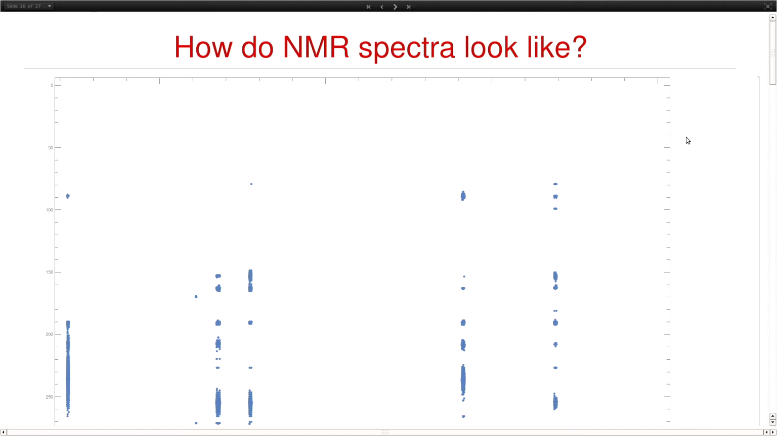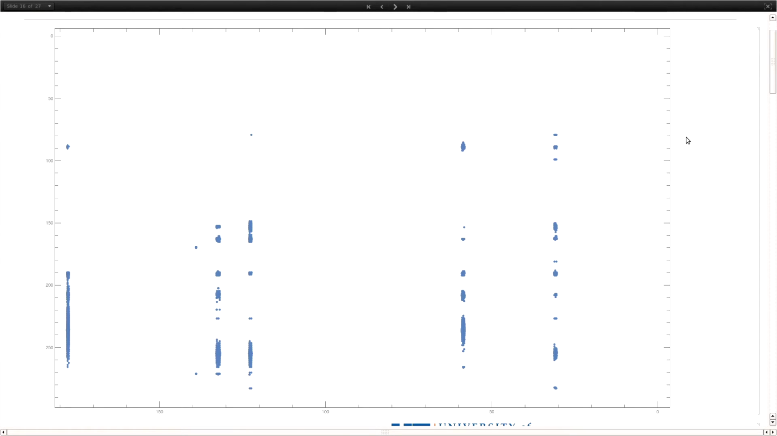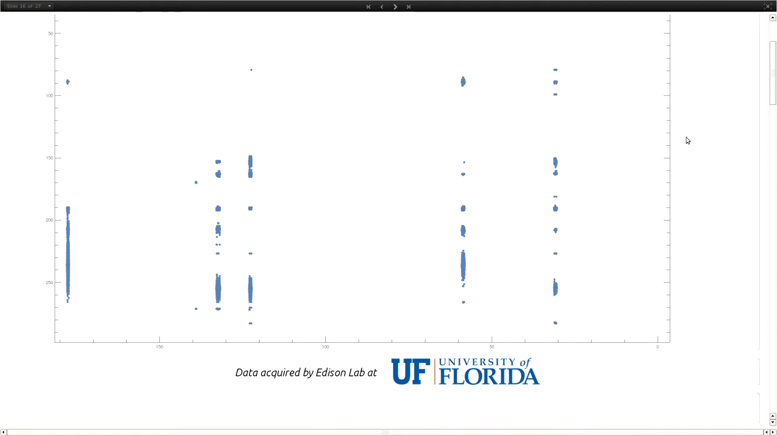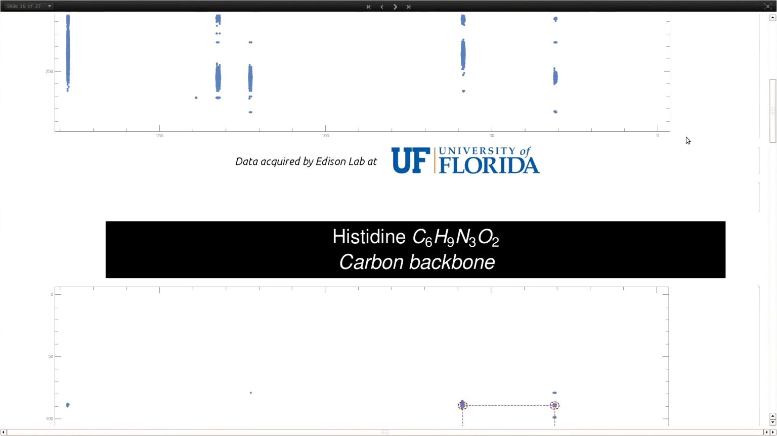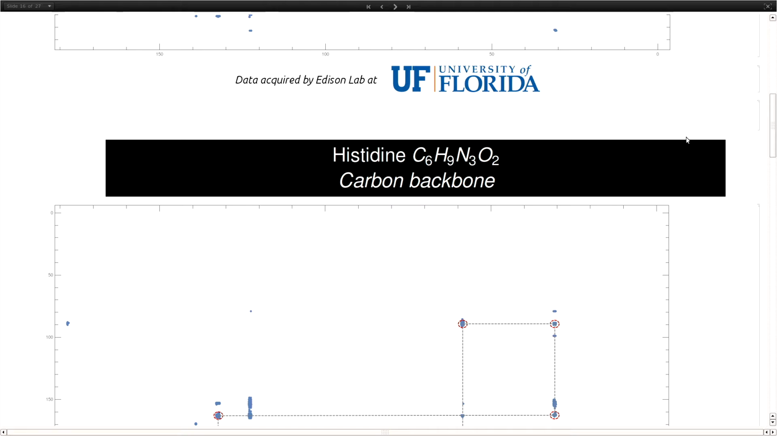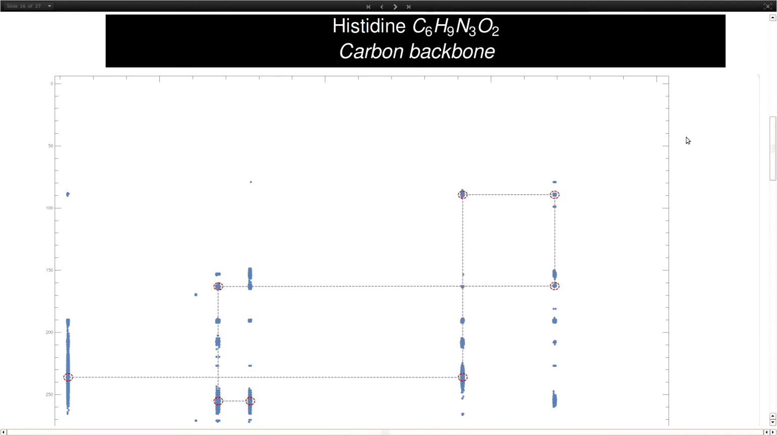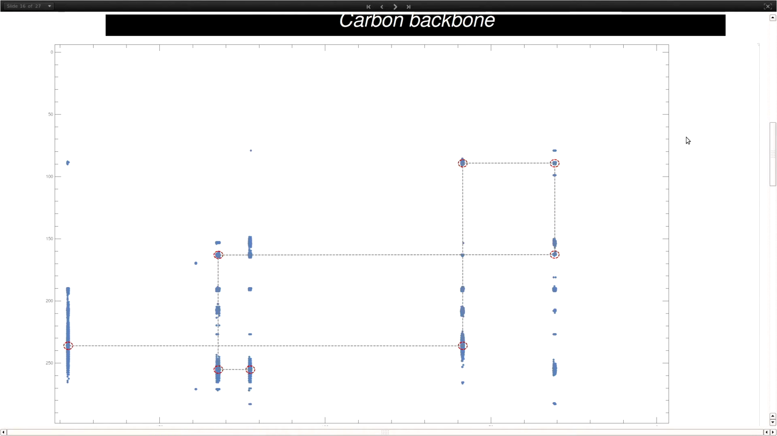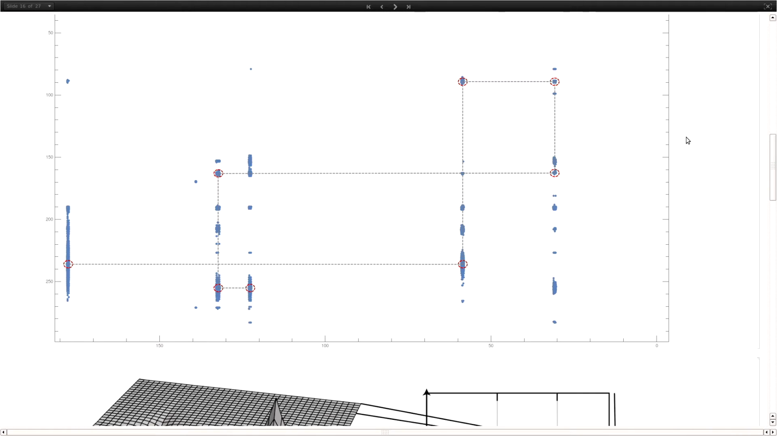So spectra is actually the plural form of a spectrum. You can see here, it looks like someone sneezed on the screen, but they didn't. You see these spots, but they actually mean something. So here we are looking at a specific molecule. It's called histidine. And the interesting thing here is that you can see a network of things connected in this spot.